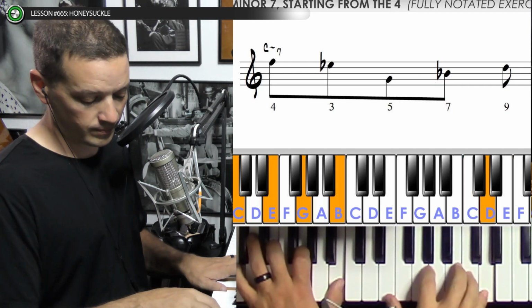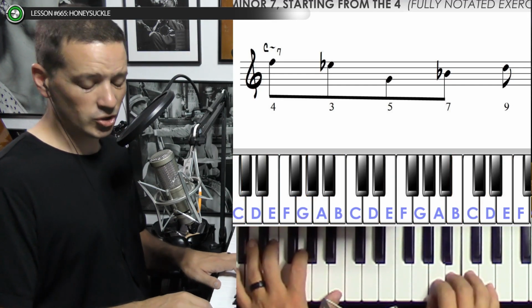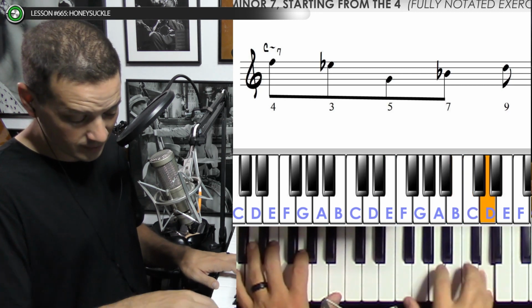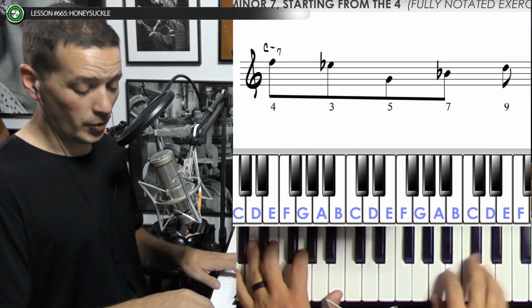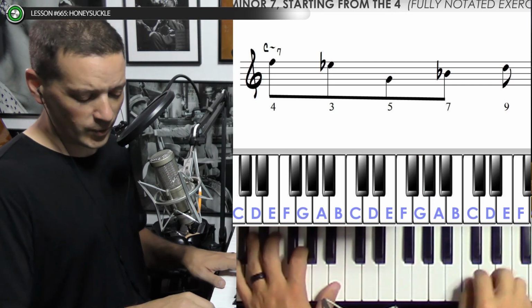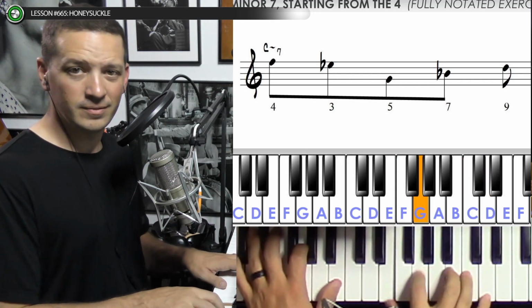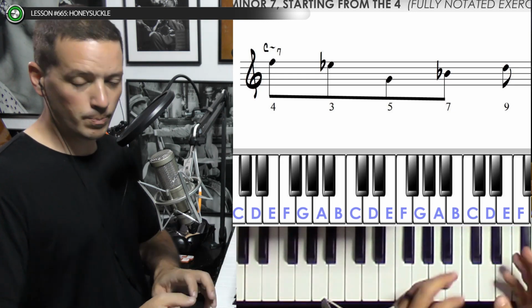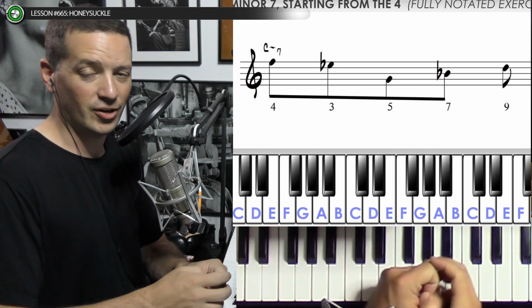So. Or we could play. Or we could play. Any way to enclose that note, and we can get them super decorated and stuff. Whatever you want to do. Just play a chunk of notes on one side, a chunk of notes on the other side, and then finally land on it, and that's called an enclosure.